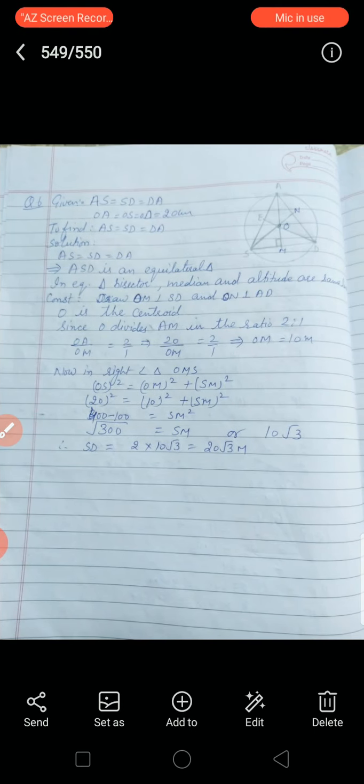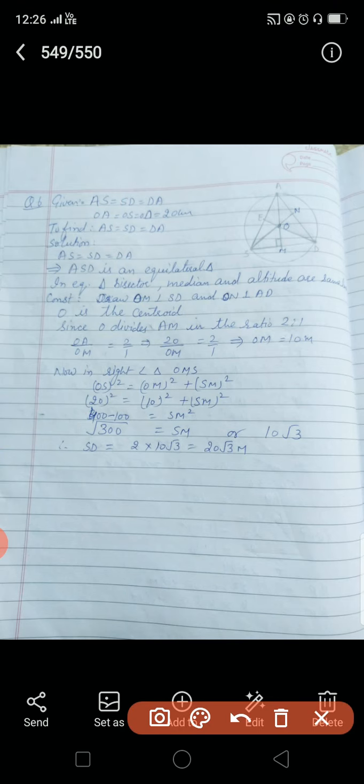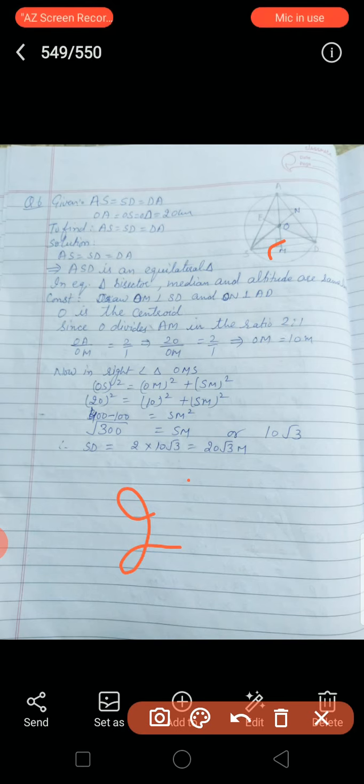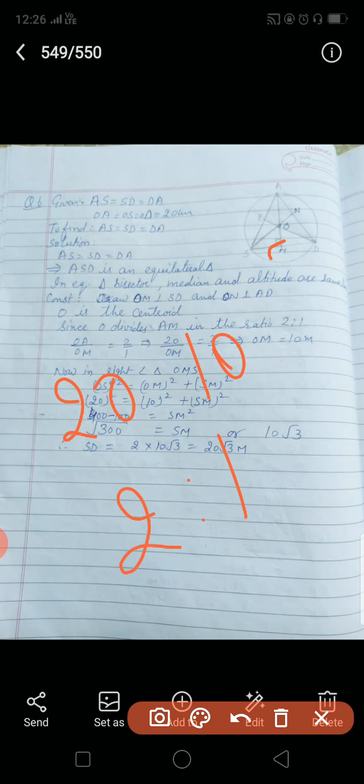Now come to question number 6. This is the shortest method that I opt for you. Here you know that in an equilateral triangle the median is also the altitude, so the angle is 90 degrees, right? And it is a fact that the centroid of the equilateral triangle cuts the altitude in the ratio 2:1. We are given OA is 20, so OM will be 10, right? Because it is in 2:1. So OM is 10, OS is 20, and this is 10.